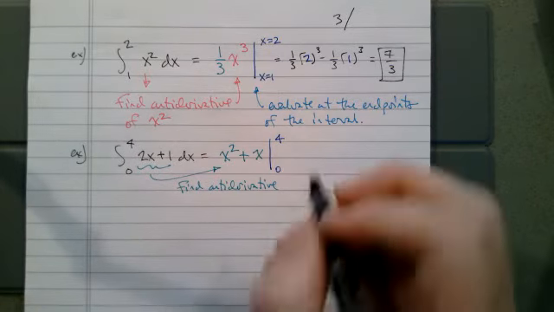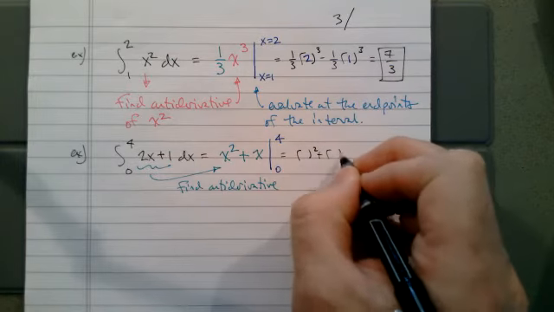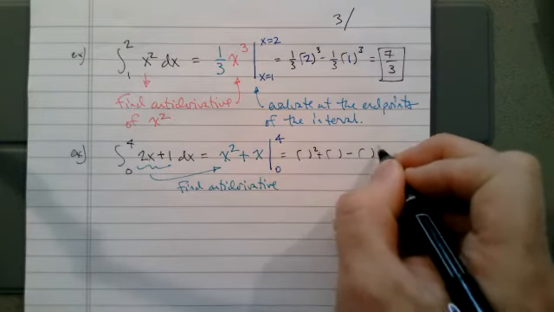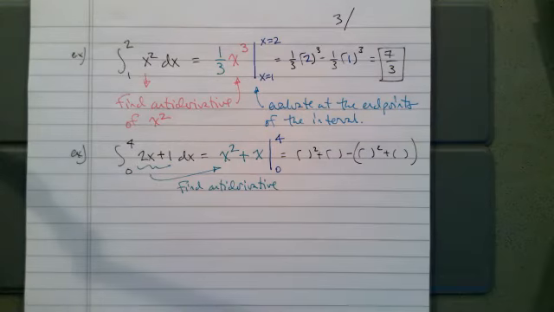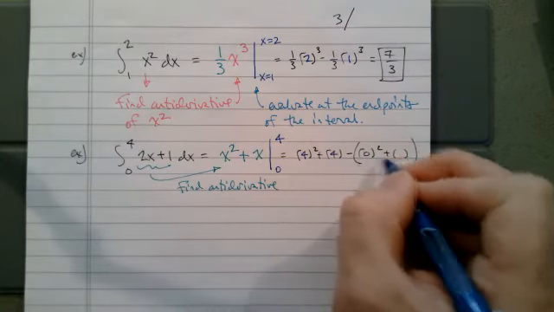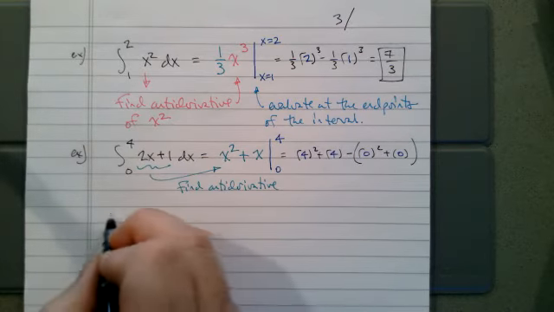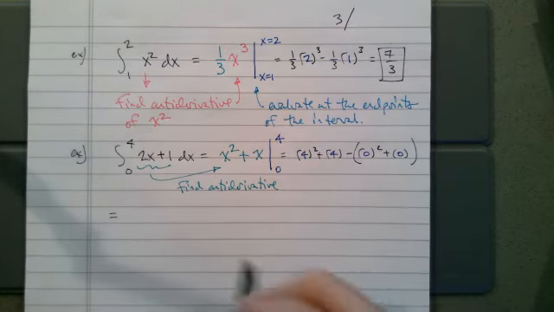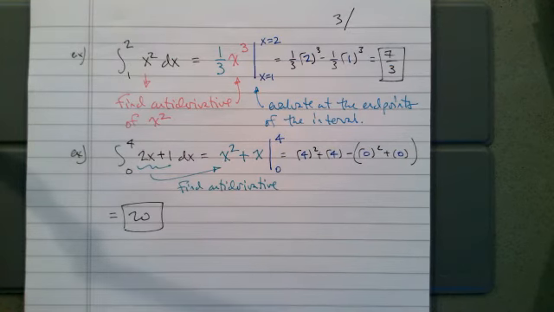So we're going to have 4 squared plus 4 minus 0 squared plus 0. We're going to plug in 4, plug in 0, and subtract. 4 squared is 16, and plus 4 is 20. Minus 0 is 20.